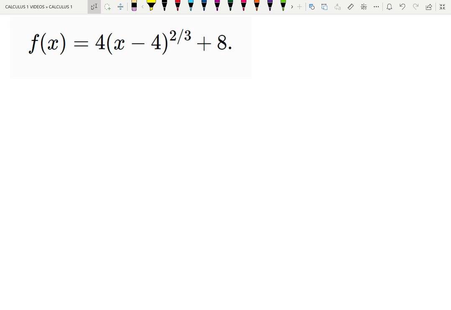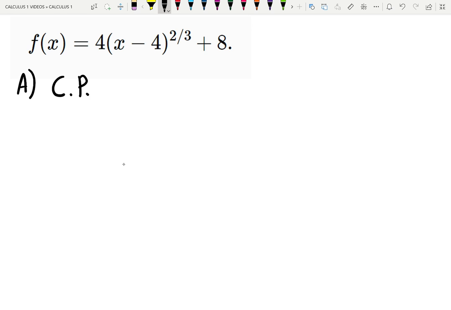In this type of problems, we basically are asked to analyze the function and answer lots of different questions about it, using our knowledge about first and second derivatives. The function is 4 multiplied by (x minus 4) raised to 2/3 plus 8. The first question asks about critical points.